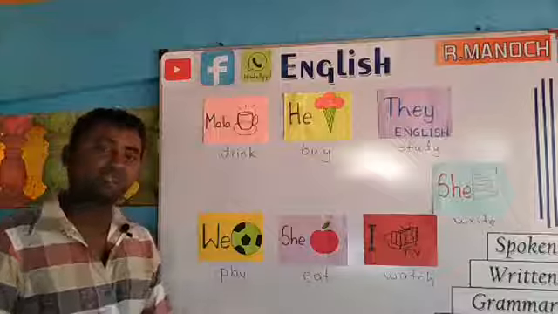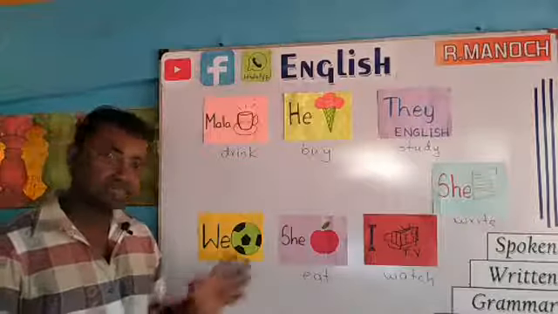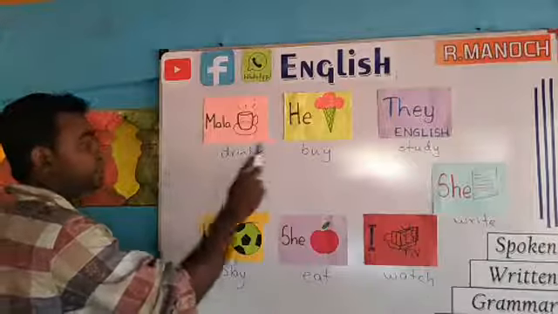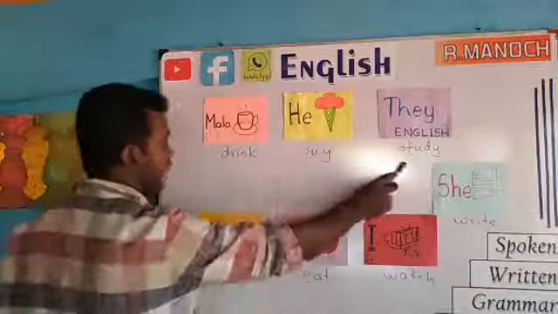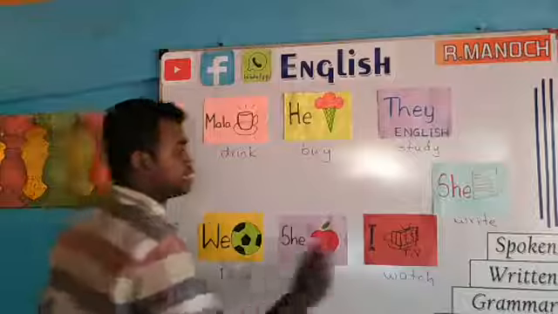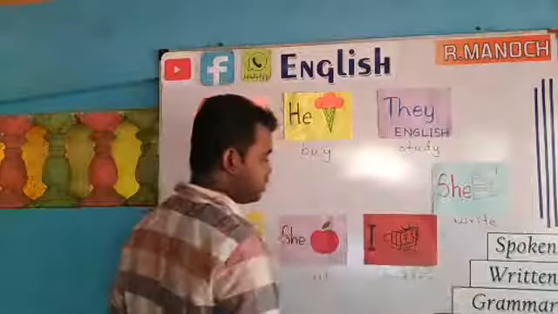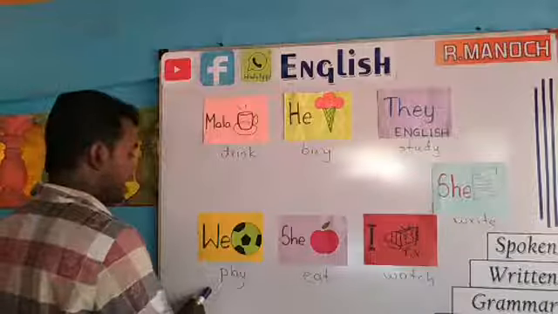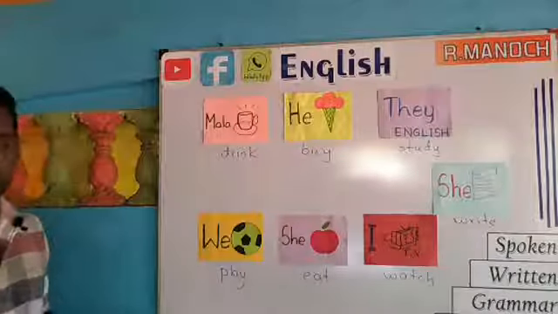Okay, now let me move on to the present perfect negative. Mala has not drunk a cup of coffee. He has not bought an ice cream. They have not studied English. She has not written a letter. I have not watched TV. She has not eaten an apple, and we have not played football.